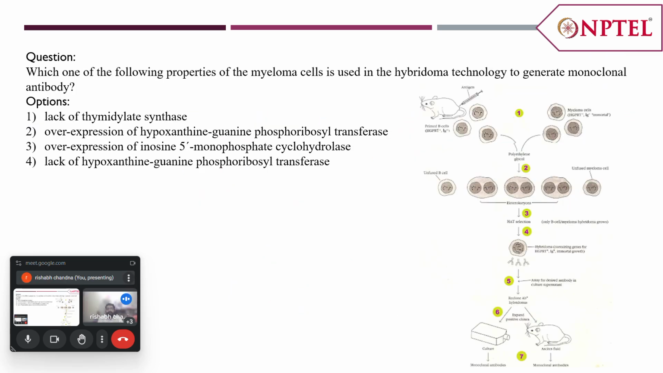So this is related to hybridoma technology. Which one of the following properties of the myeloma cells is used in hybridoma technology to generate the monoclonal antibody? So what can be the correct answer? And for your reference, I have kept one image also.